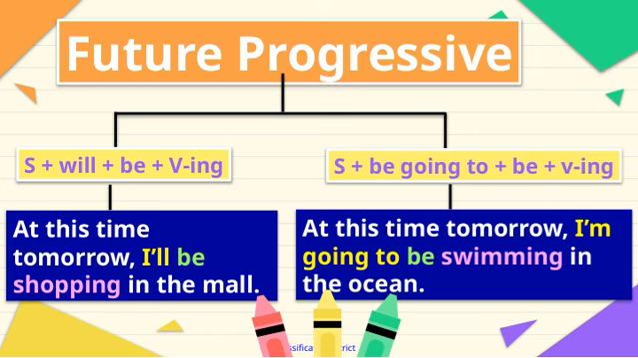It's very useful for expressing plans or predictions about what we will be doing. So, whether I'm planning to swim or shop, I can use the future progressive to describe those ongoing activities. This connects to the overall theme of talking about future intentions and activities in a clear, natural way.